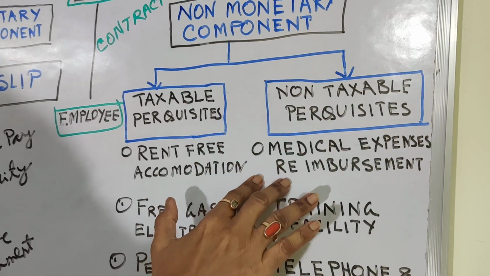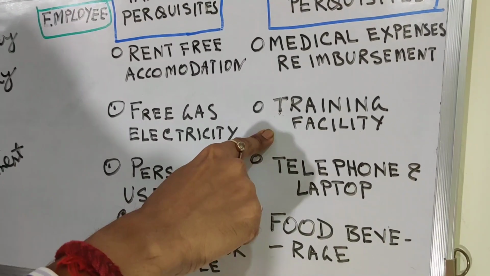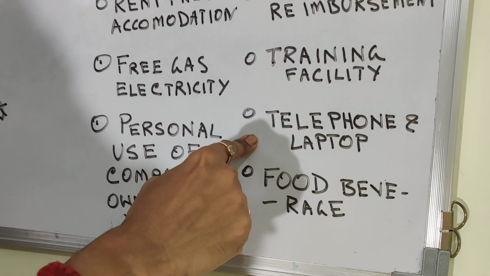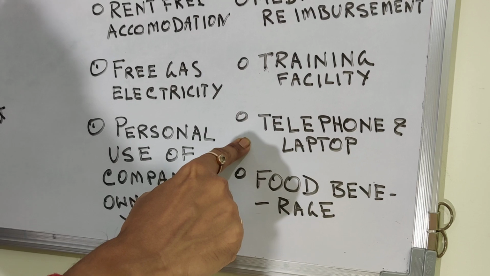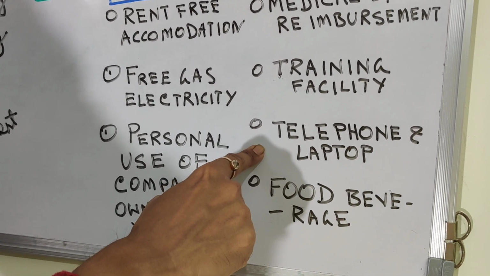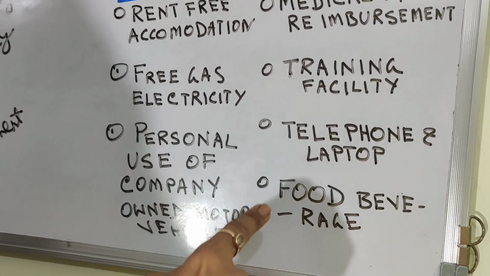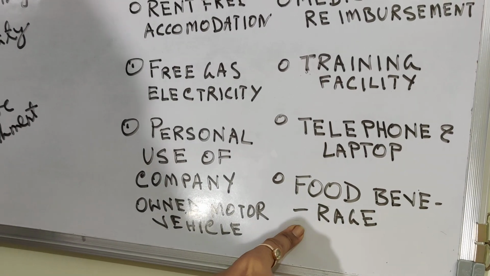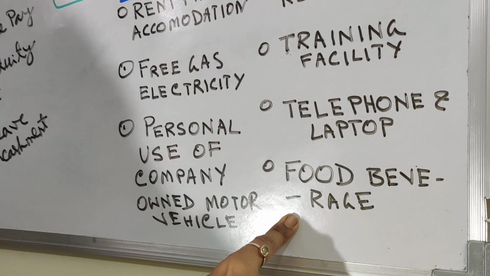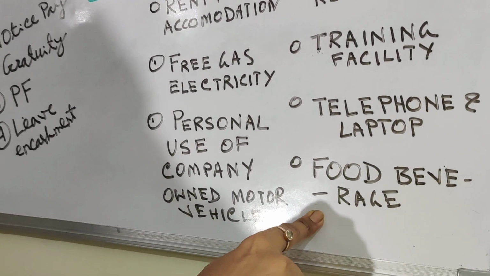To some extent it is not taxable. Then training facilities provided to the employee are fully exempted. Then telephones and laptops given to the employee for official purposes. Any benefits provided to the employees for official purposes may be perquisites, but they are totally tax free. Then food and beverage. There is a certain limit on food and beverage. Up to that there will be no tax. Beyond that, it will be taxable.